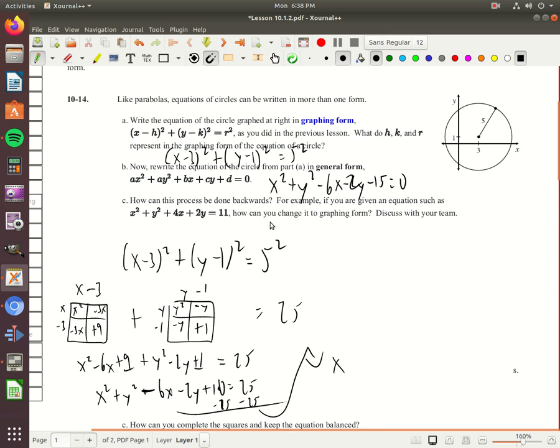Just to show you a little bit about what this would look like, completing the square, we're given x squared plus y squared plus 4x plus 2y equals 11. Did I do some bad math there? I think it's just a totally different problem than this one. I was confused thinking I had that 11 instead of a 15, but it's just a totally different question completely.